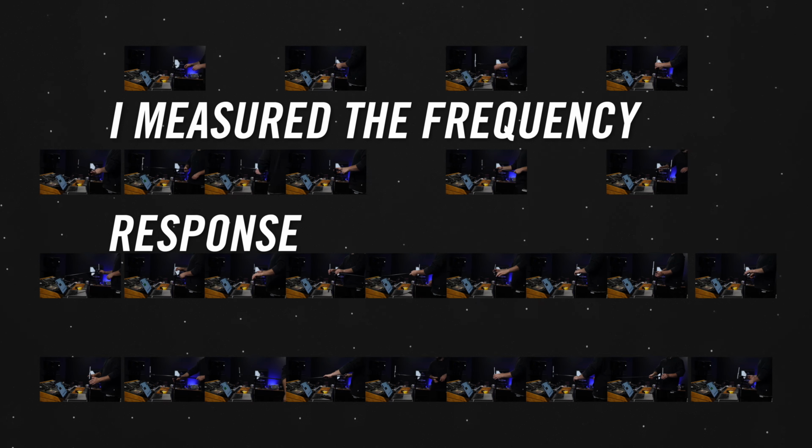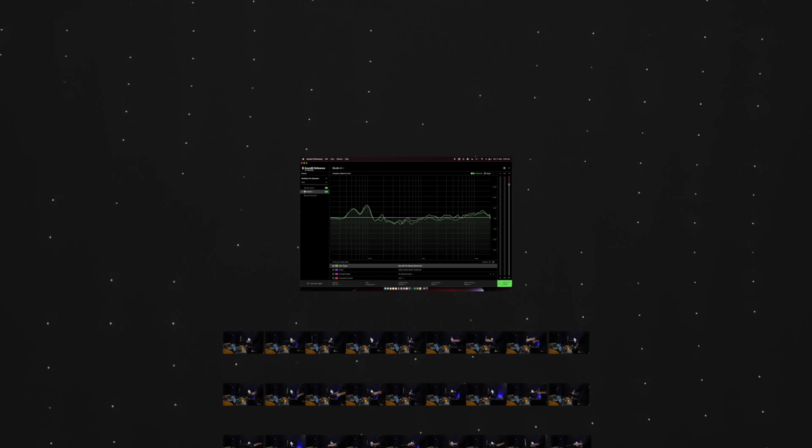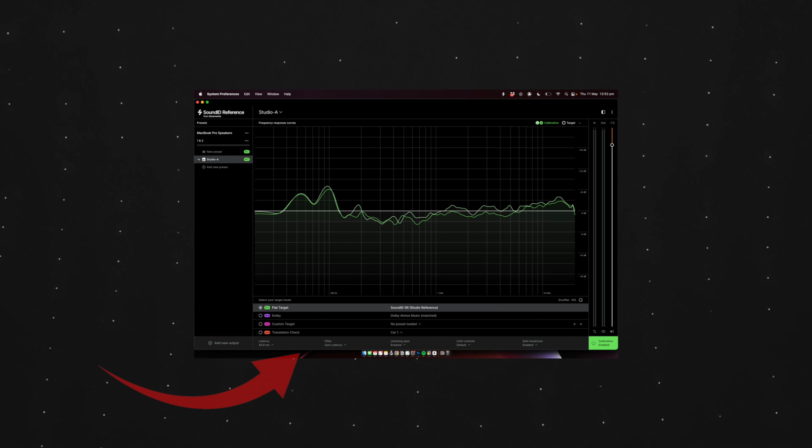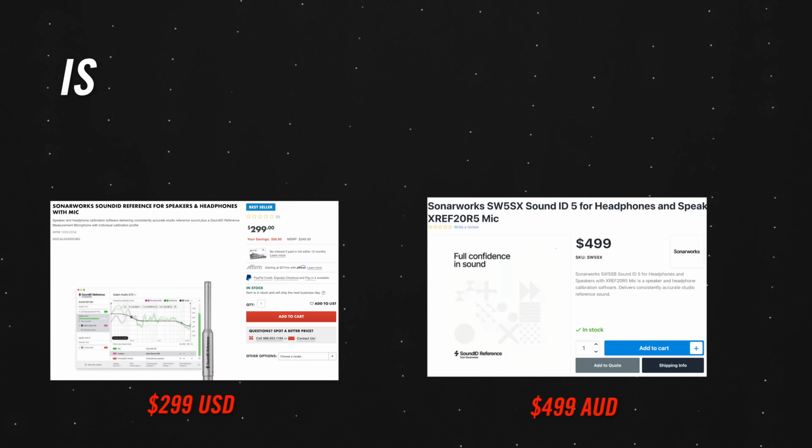I measured the frequency response of 40 mic positions to build this calibration profile, which should help me improve my room's response, because we need to answer the big question: is dropping $500 on room calibration software worth it? SonarWorks, what is it? How does it work?